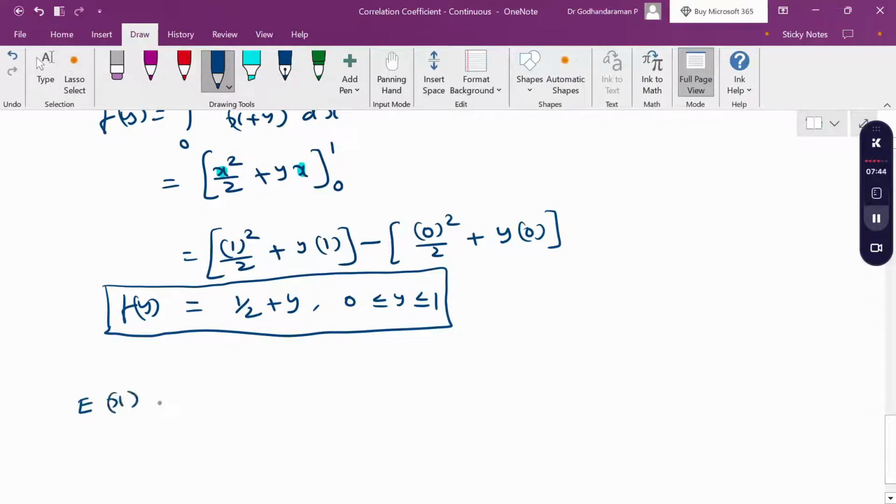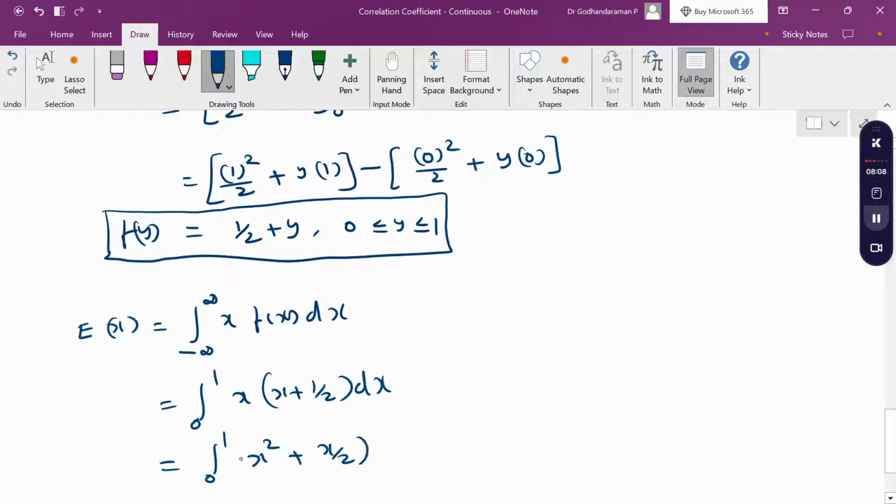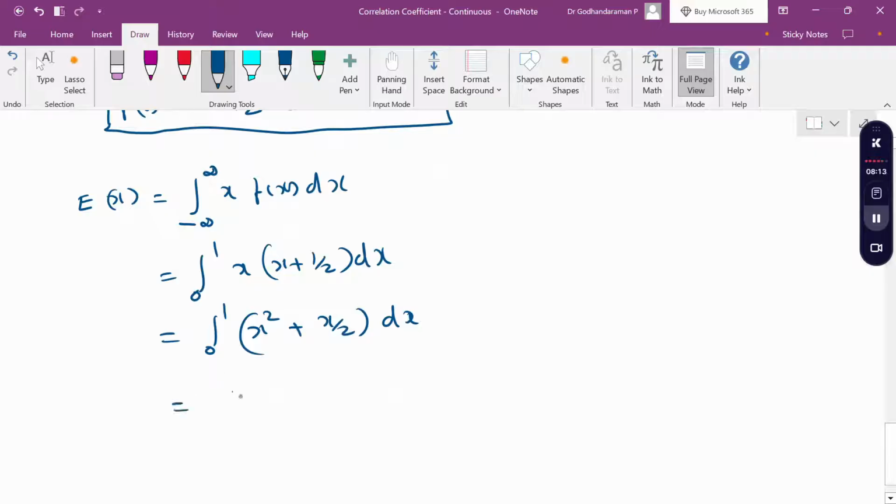So expectation of x, how to calculate? Integral minus infinity to plus infinity x f of x dx. Substitute the range 0 to 1 x, f of x value (x plus 1)/2 into dx. So when I multiply inside this x value, x square plus x by 2 into dx. So when I integrate x square, x cube by 3, plus x integration x square by 2, already 1/2 is there, so x square by 4, 0 to 1.